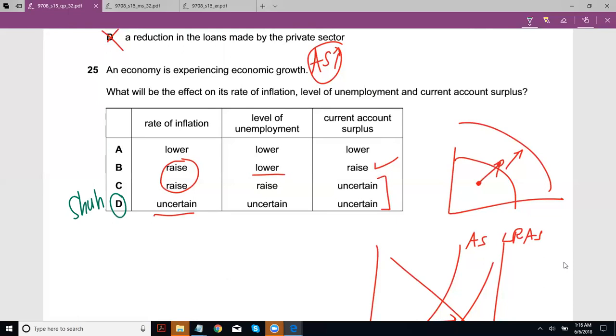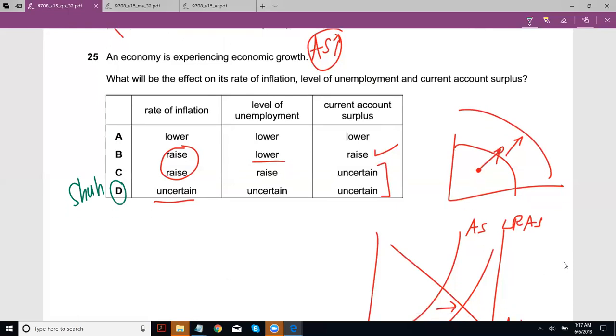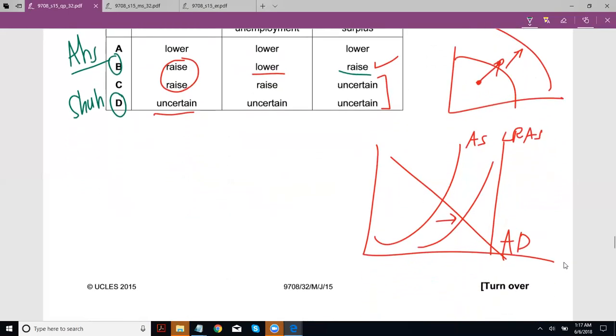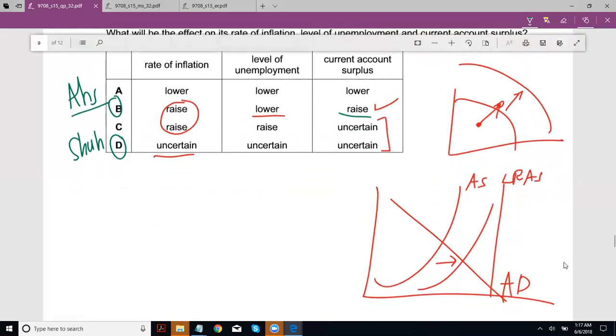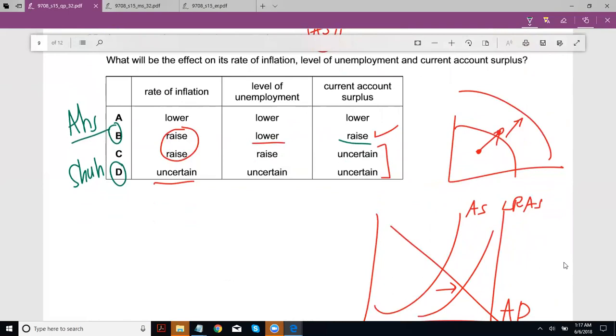I don't know. I get your logic. I'm just a little worried that we're overcomplicating things. I would still stick with B. Very sleepy. Anyhow, we'll check our answers at the end of the paper, at the end of the video.